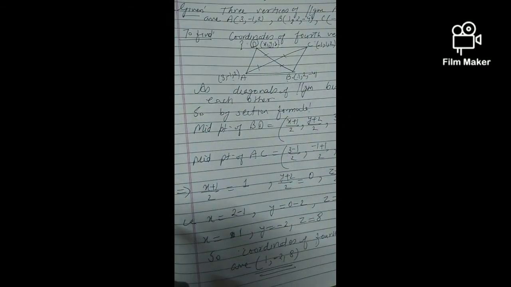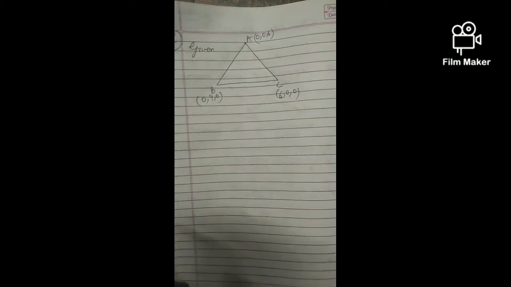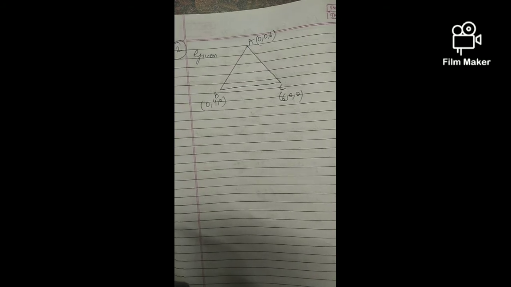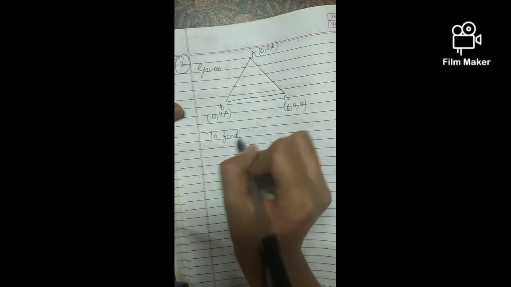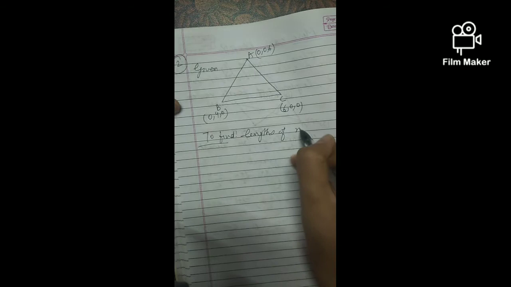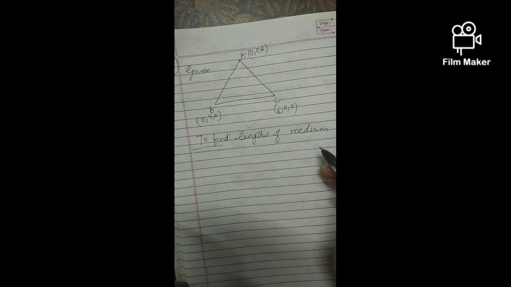Now we will move to sum number 2. In sum number 2, we are given the triangle with the vertices ABC, and we have to find the lengths of medians of the triangle. Lengths of medians means the distance. And I hope everybody knows what the median is.